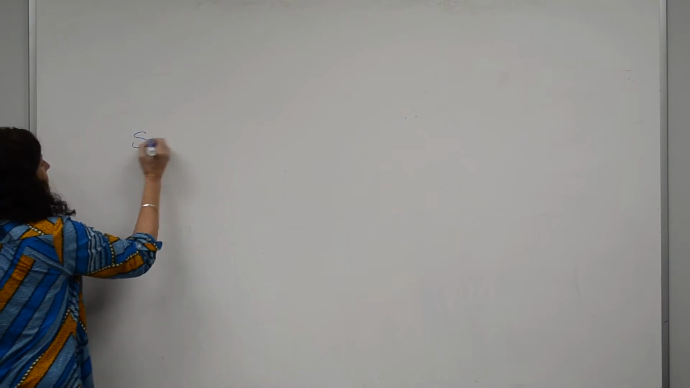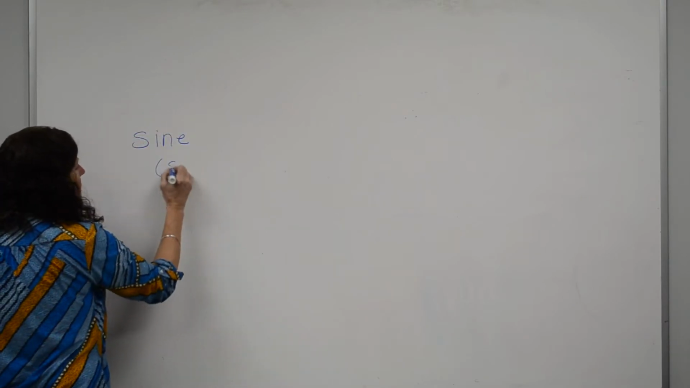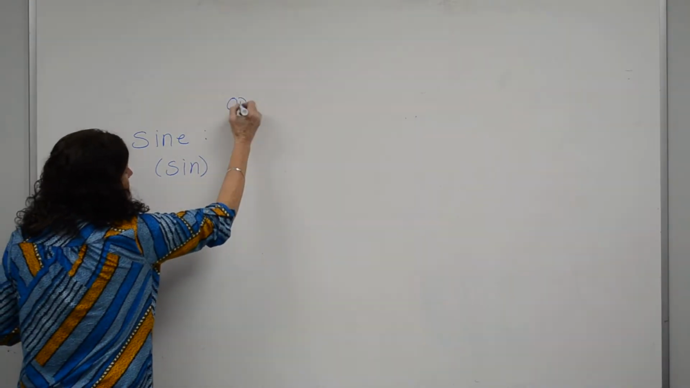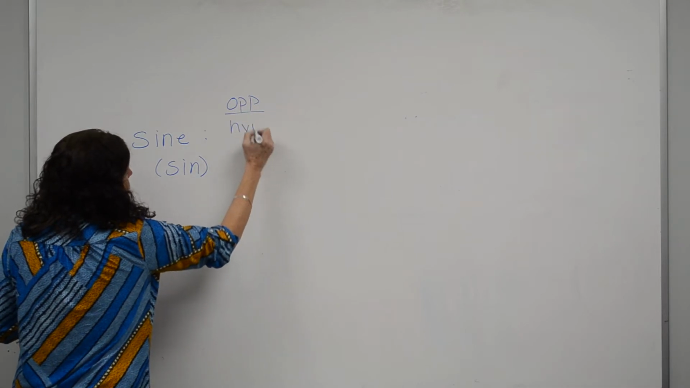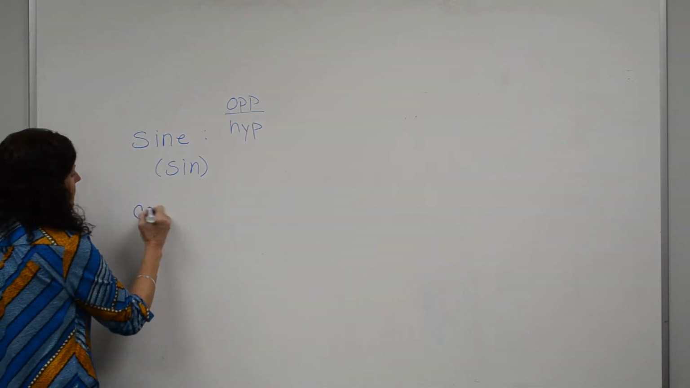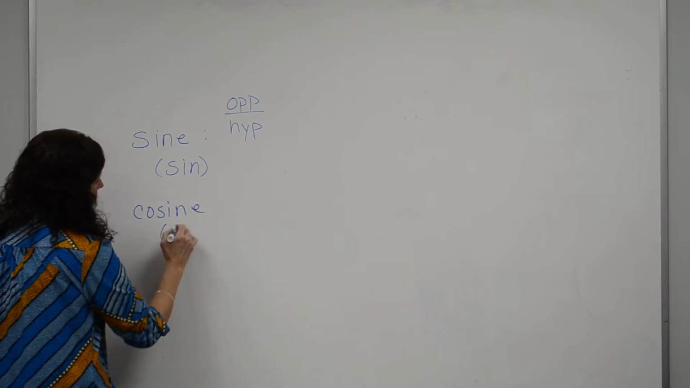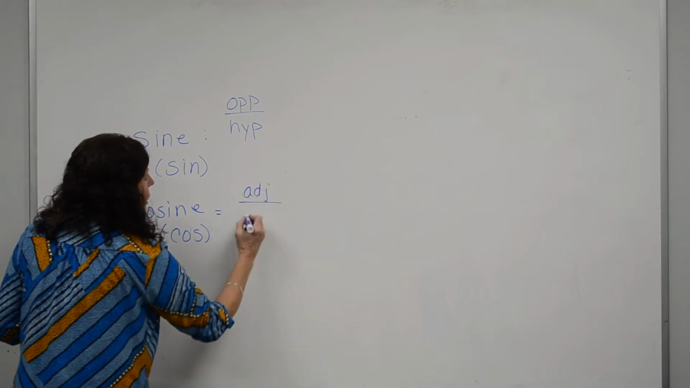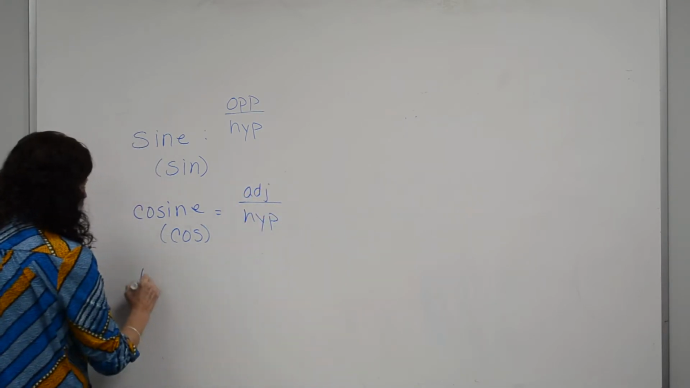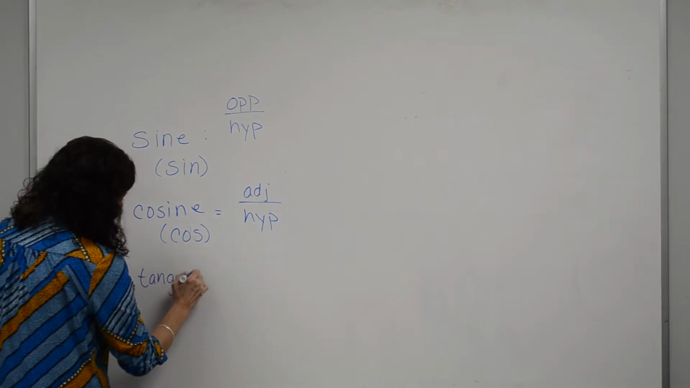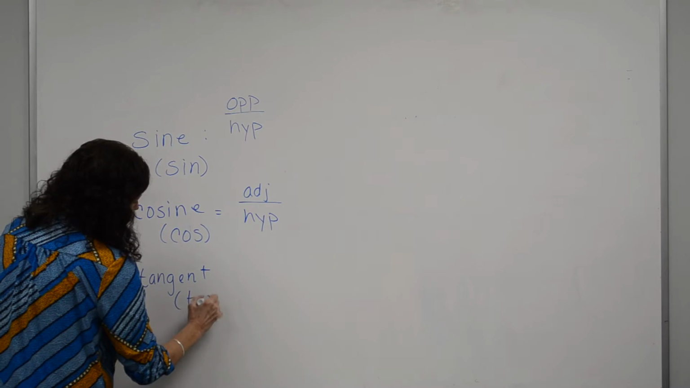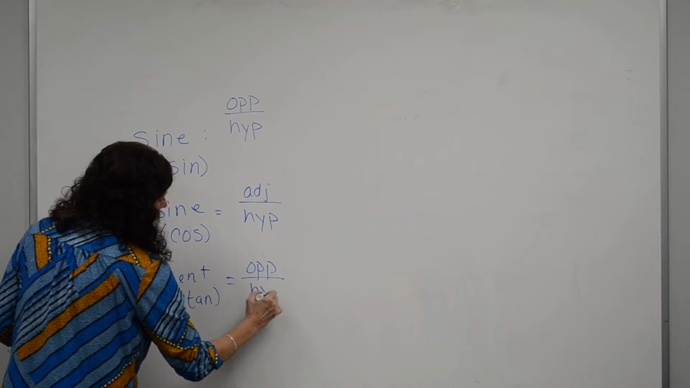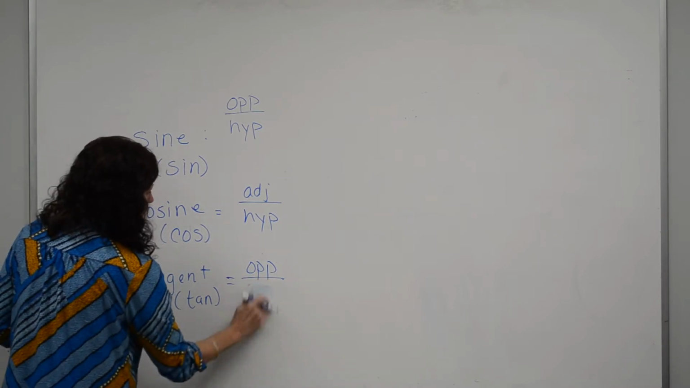So we know things like the sine of something, and that's abbreviated S-I-N. The sine is always associated with opposite over hypotenuse. Okay? Cosine, abbreviated COS, is adjacent over hypotenuse, and the tangent, TAN, is associated with opposite over adjacent.